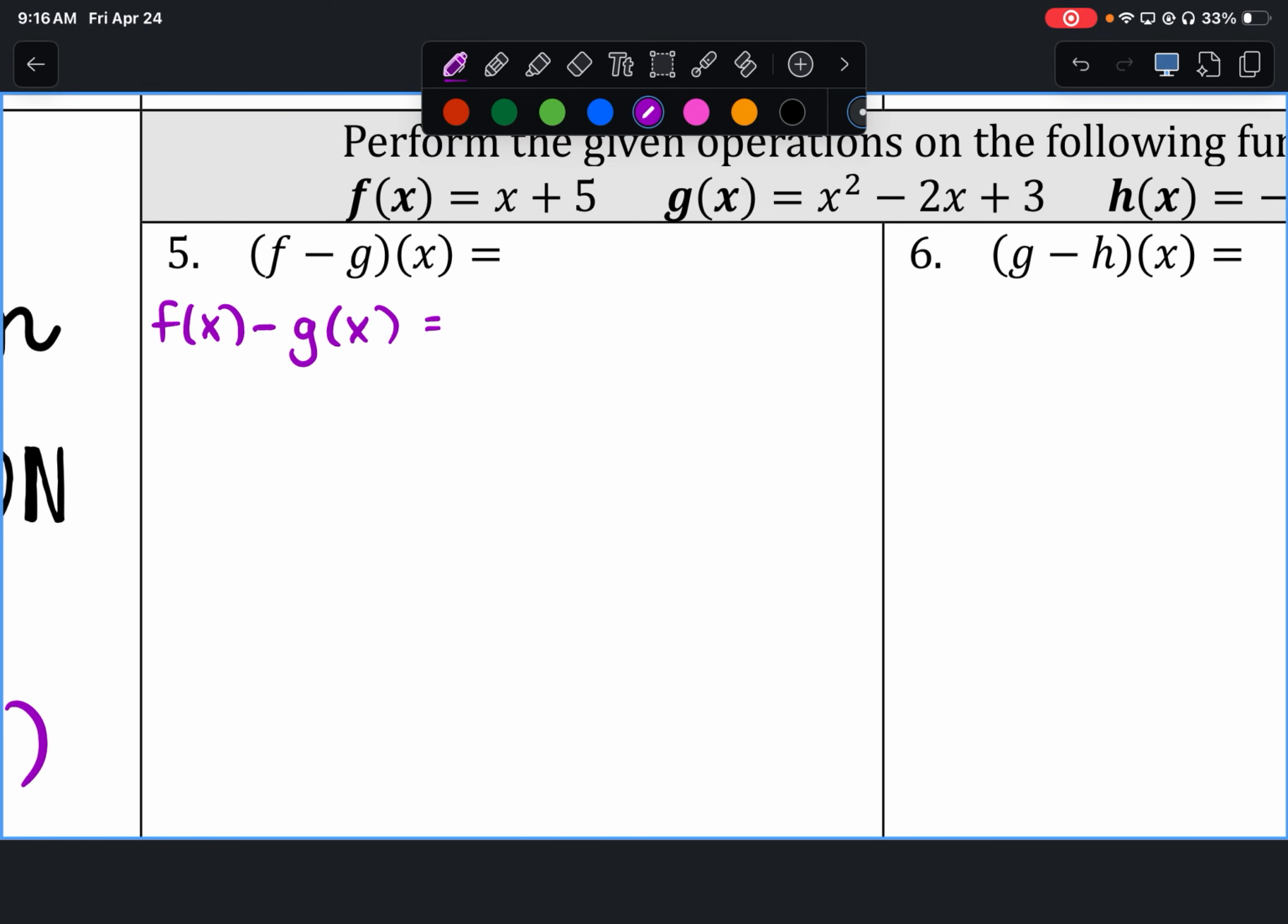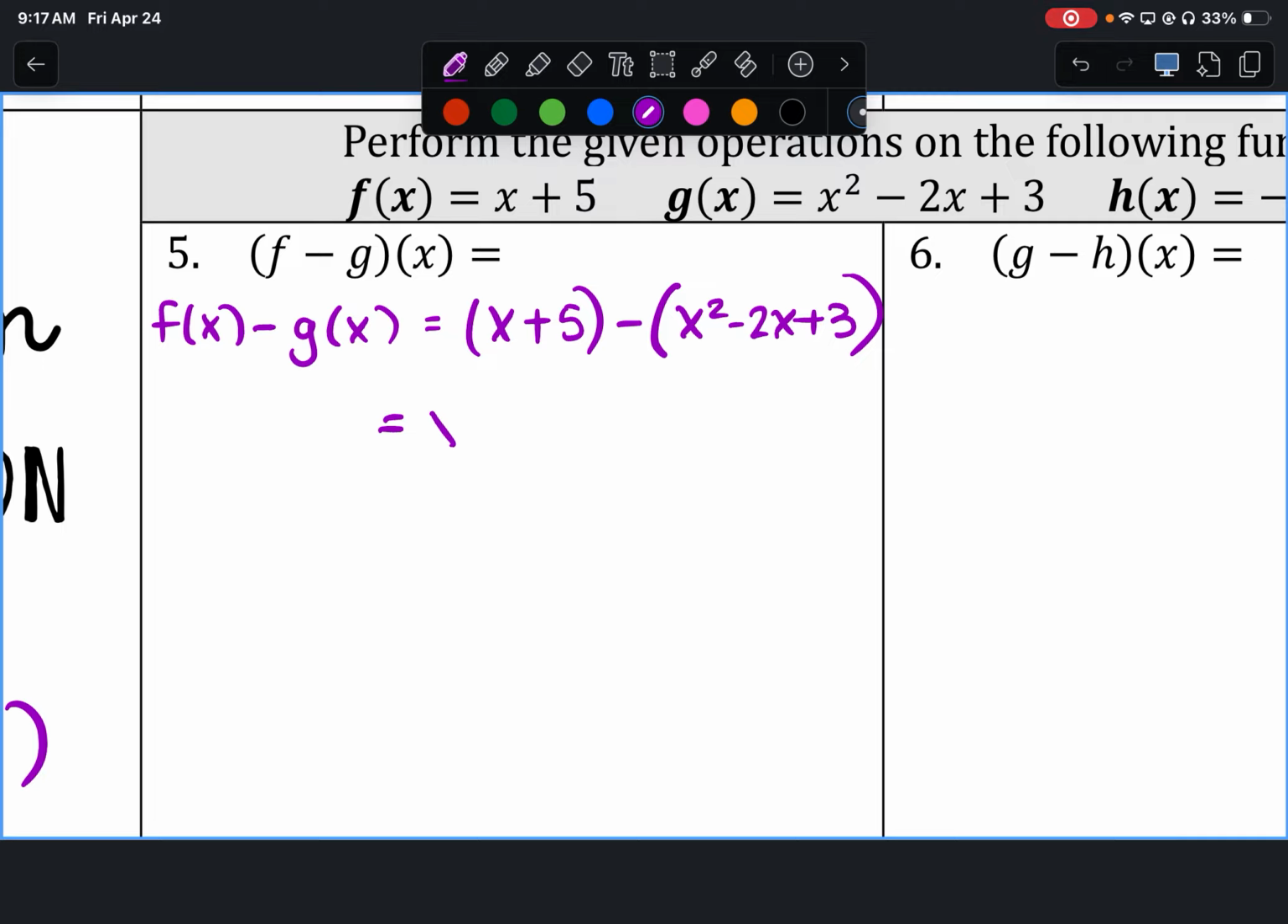Okay, what is function f of x? X plus 5. Okay, minus, what is function g of x? All right, so when we subtract, parentheses are even more important, because we have to make sure our signs aren't mistaken.